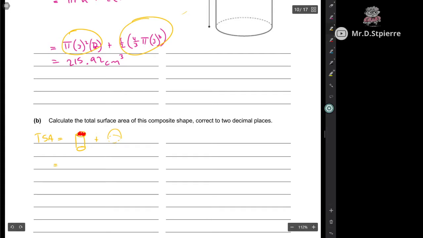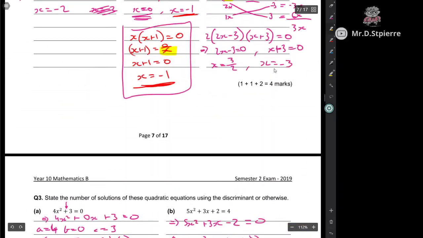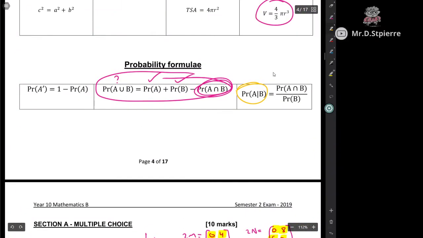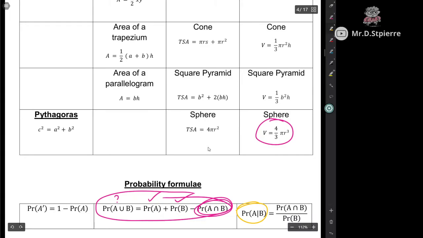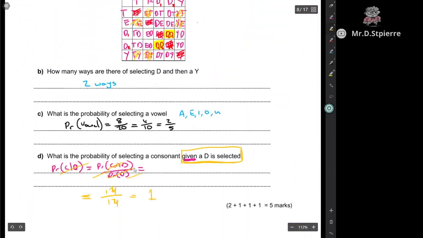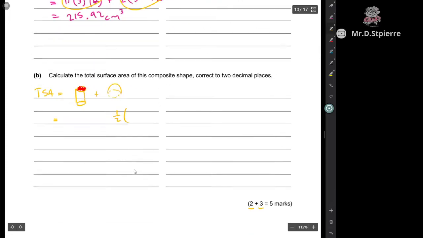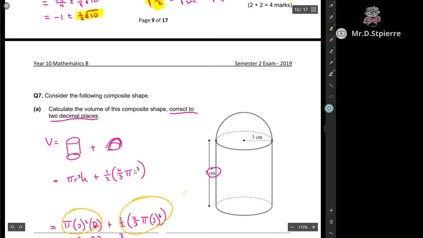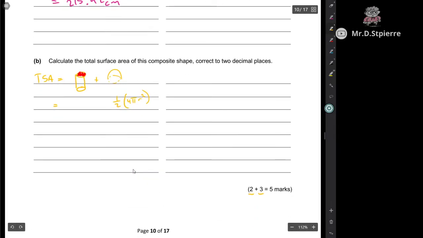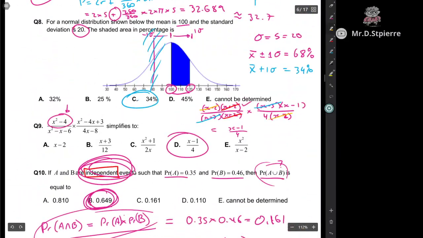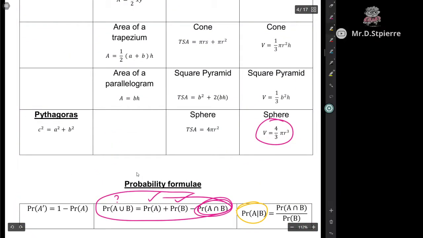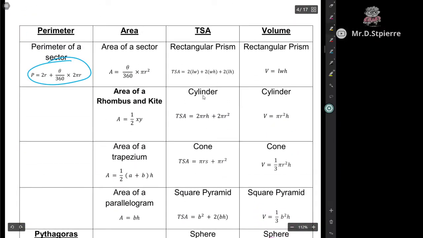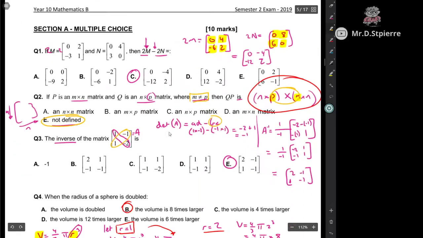So the sphere bit's easy, it's just half of the surface area of a sphere, which is half of 4 pi r squared. So that gives us the surface area of that top bit. Now we just need the cylinder. So the surface area of a cylinder is, there we go, here it is, 2 pi r h plus 2 pi r squared.